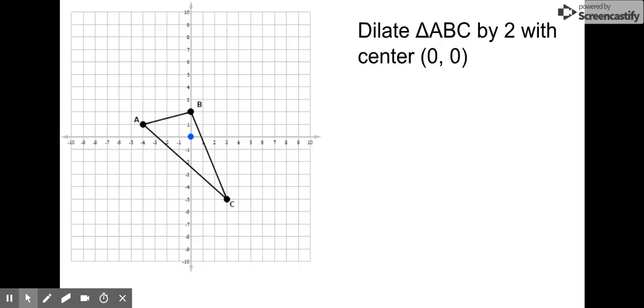There are two types of dilations. One is called an enlargement, and this occurs when your scale factor is bigger than 1. When we perform enlargements, we know that our image is going to be k times bigger than our pre-image. Let's look at an example.